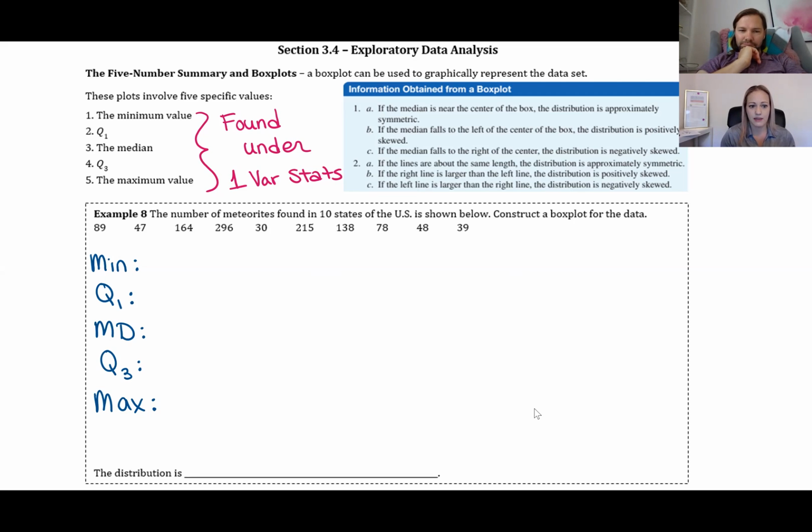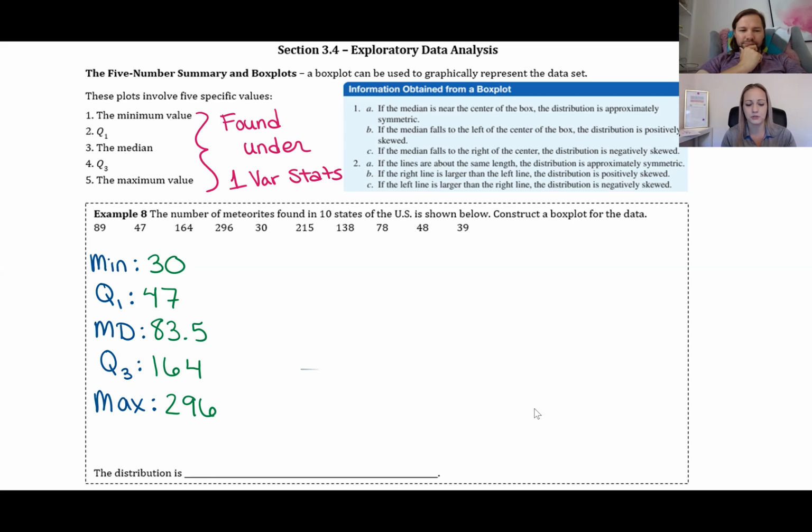Let's see what they are for this example. The minimum is 30, Q1 was 47, the median or Q2, whatever you want to call it, is 83.5, Q3 is 164, and the maximum is 296. We're going to use those numbers to help us draw a box and whisker plot. We'll do the best we can when doing it by hand.